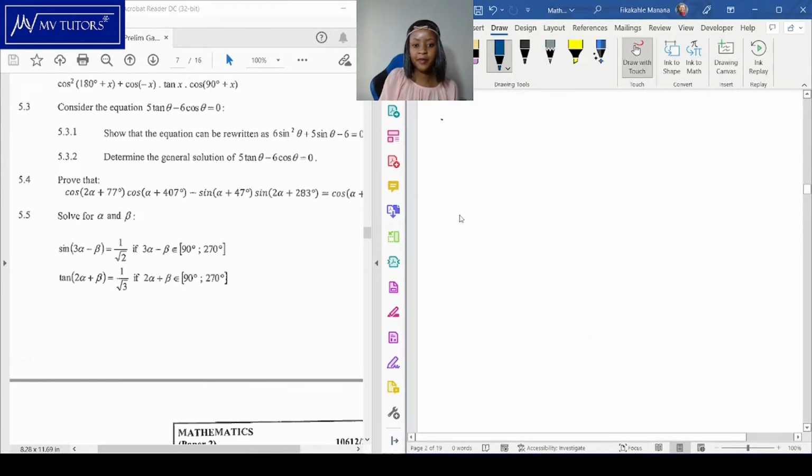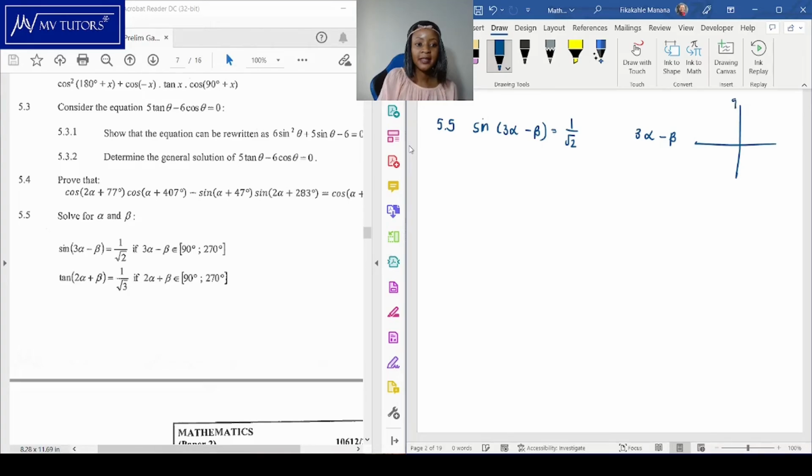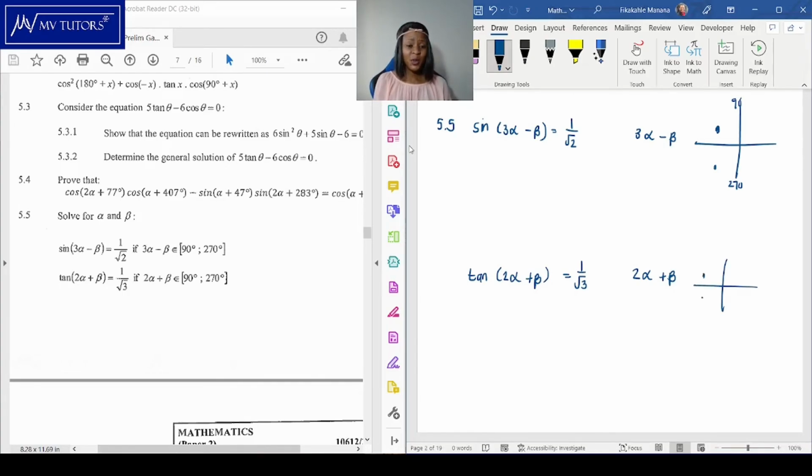Last question, 5.5. So we need to solve for alpha plus beta. Okay, so we have sine 3 alpha minus beta is equal to 1 over root 2. And they tell us that 3 alpha minus beta has to be in between 90 and 270. So the solution must either be in the second quadrant or the third quadrant. Okay, and then we have tan 2 alpha plus beta is equal to 1 over root 3. Okay, if 2 alpha plus beta, again, second or third quadrant.